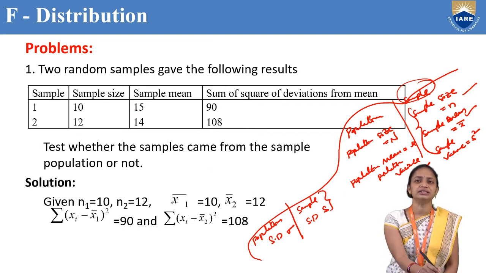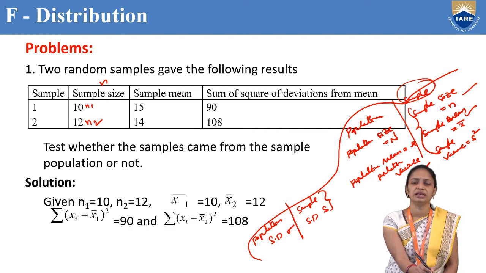In this case, the sample size is denoted with n. That is why this is the n1 value and this is the n2 value, because here we have two values. So n1 equal to 10 and n2 equal to 12. The sample mean is denoted with x bar, and since we have two values, this is x1 bar and this is x2 bar. So x1 bar equal to 15 and x2 bar equal to 14.